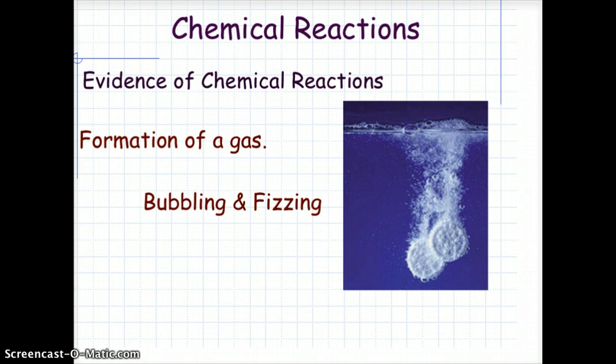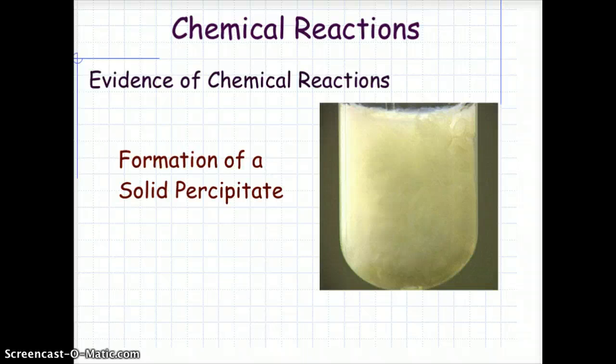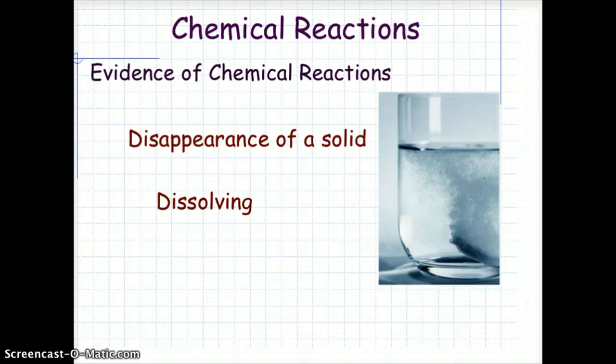Now, when a chemical reaction takes place, there are certain evidences we can look for of those chemical reactions. For instance, when you place Alka-Seltzer in water, you'll always get bubbling and fizzing. So bubbling and fizzing, the formation of gases, is definitely evidence of a chemical reaction. As we just saw with the sodium chloride and the silver nitrate, we're ending up with a precipitate. So the formation of a precipitate is evidence of a chemical reaction.